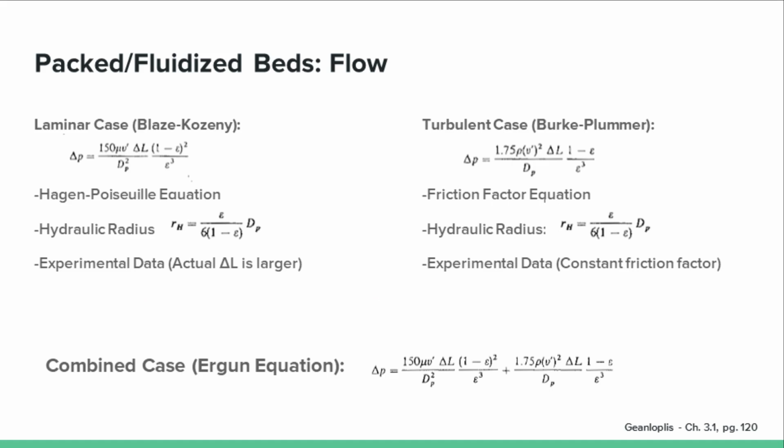The turbulent case is called the Burke-Plummer equation and is a rearrangement of a friction factor equation. This equation is chosen because as flow becomes turbulent, it has been shown experimentally that the friction factor becomes constant, which is why it isn't present in the equation. Again, the appropriate hydraulic radius is subbed in and the equation is rearranged to have delta P on the left there. What's neat about this is Ergun, who is actually a chemical engineer I believe, found that by combining these two equations, we can have a generalized expression for bed flow that works for any Reynolds number. You can see that if viscosity, for example, is significantly dominant, only the left side of the equation will be relevant, which is what we'd expect for laminar flow.